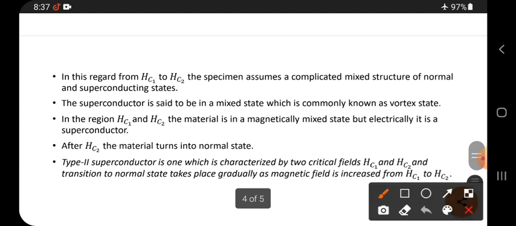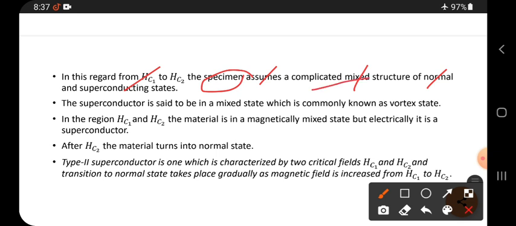In this regard, from Hc1 to Hc2, the specimen assumes a complicated mixed structure of normal and superconducting states. Both states are present. The superconductor is said to be in a mixed state, which is commonly known as the vortex state.